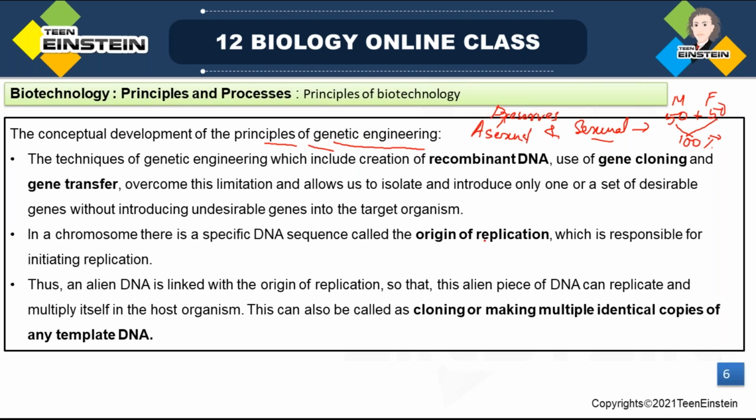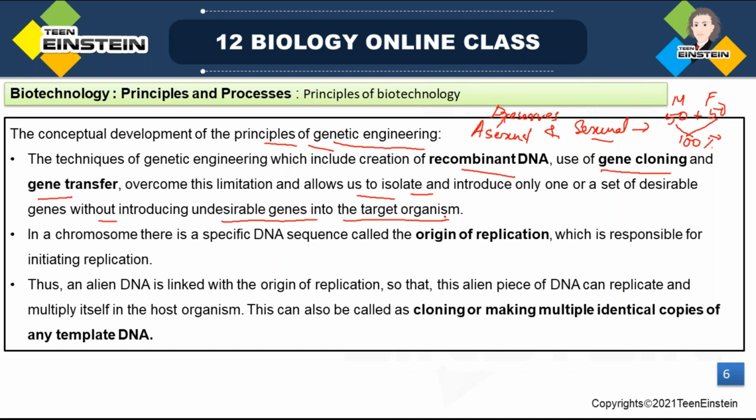Then the use of gene cloning and gene transfer. So recombinant DNA, then gene cloning, then gene transfer. All these techniques are helpful to isolate a single character. We need a particular character, so we can isolate that, and we can introduce only one or a set of desirable genes without introducing the undesirable genes into the target organism. That is the importance of genetic engineering.